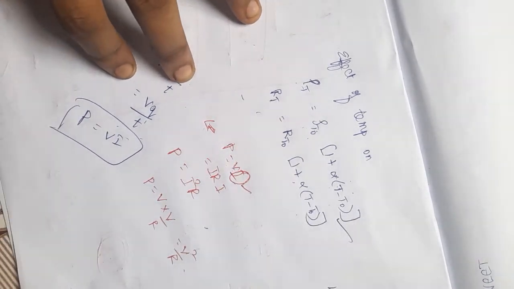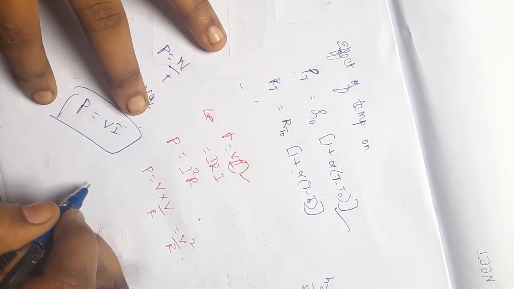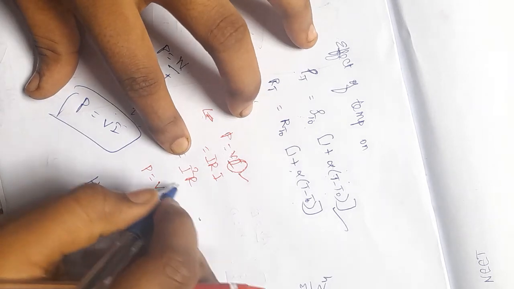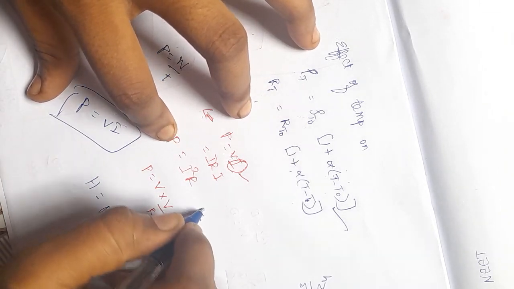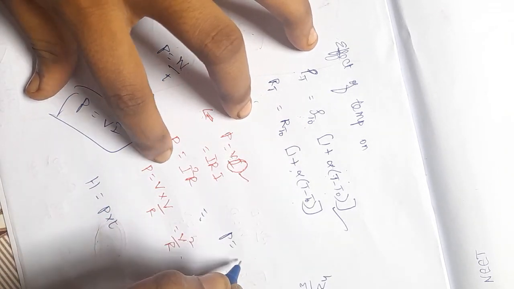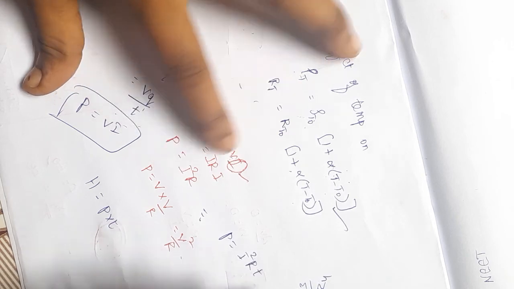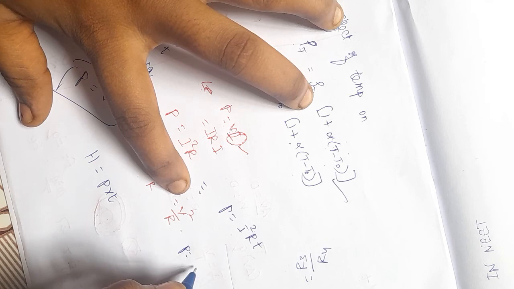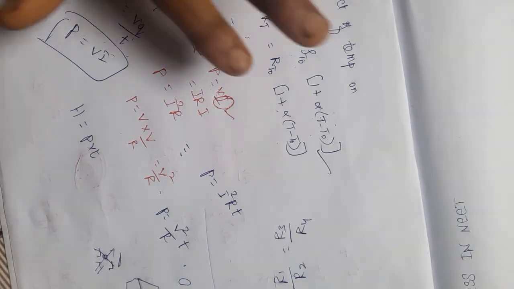Okay, so the next formula is heating. Heating effect H is equal to power into time. If you want it in terms of I, you can use the power formula as I square R into T. Or if you want it in terms of V, you can use P is equal to V square by R, into T. So I have covered all formulas. Okay, so try to revise this.